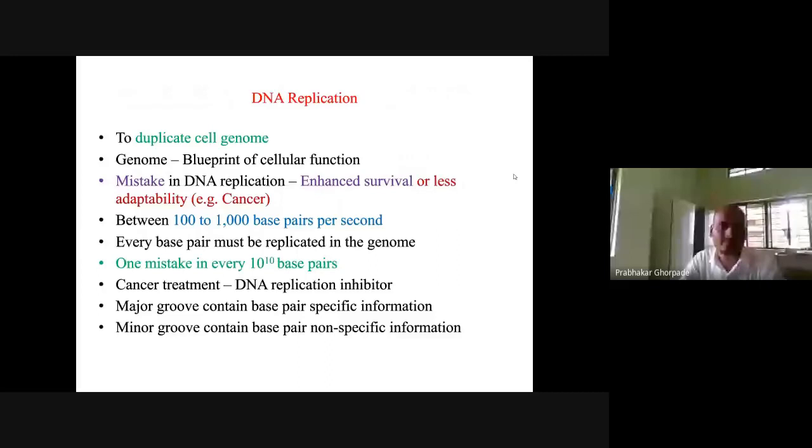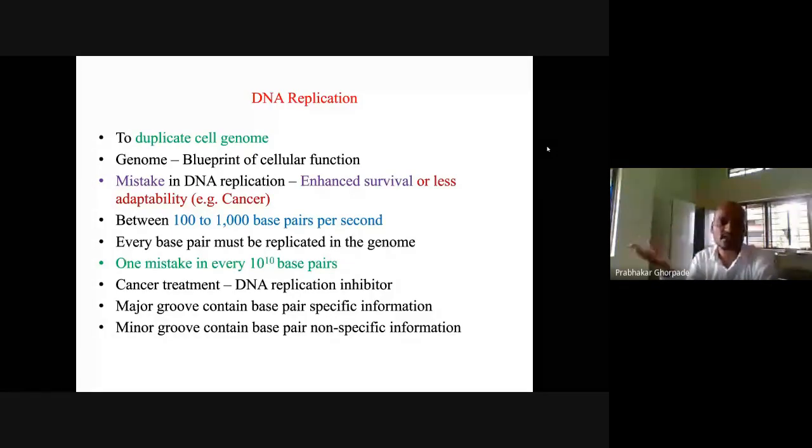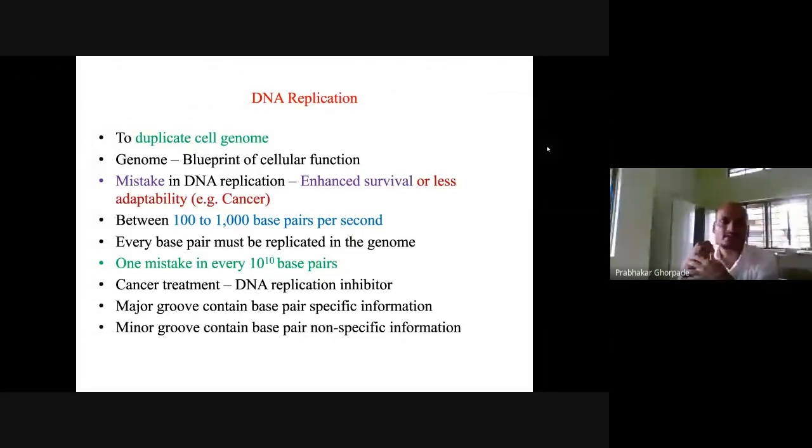So the function of DNA replication is to duplicate the cell genome. The genome is a blueprint of the cellular function. Now, mistakes in DNA replication: a mistake can enhance our survival or it can decrease our adaptability. Sometimes some organisms have a mutation that helps them survive in the given environment. Or sometimes a mistake happens in our skin cells, for example, and because of those mistakes our genome gets changed, and because of the change in the genome, we will get some mutations.